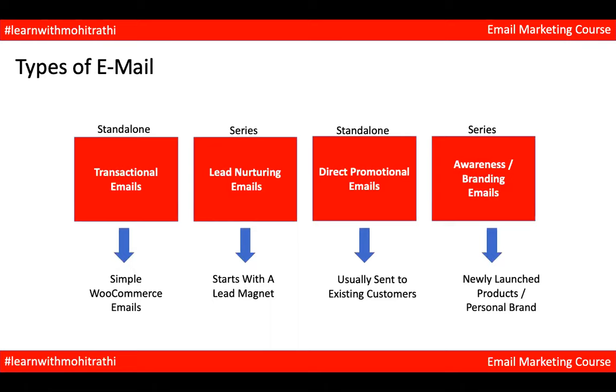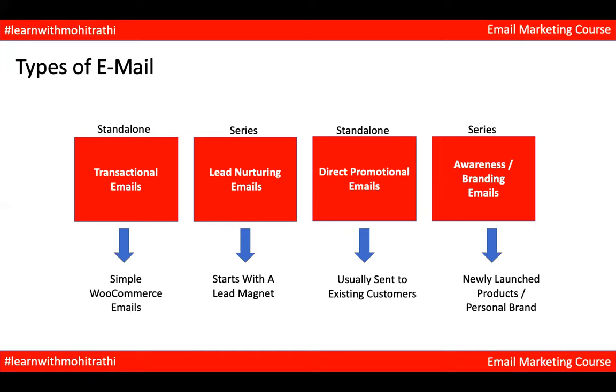Now talking about a standalone email, the first type is the transactional email. A transactional email is basically if somebody has purchased something on your website, immediately they get a notification: Hi Mohit, thank you for purchasing this. We will let you know once we have shipped the product, etc. That type of email is called a transactional email, and it is a very simple, automated email. If on your WordPress you're using WooCommerce, it is going to go across instantly. So there is not much intervention required from your end in the case of a transactional email.